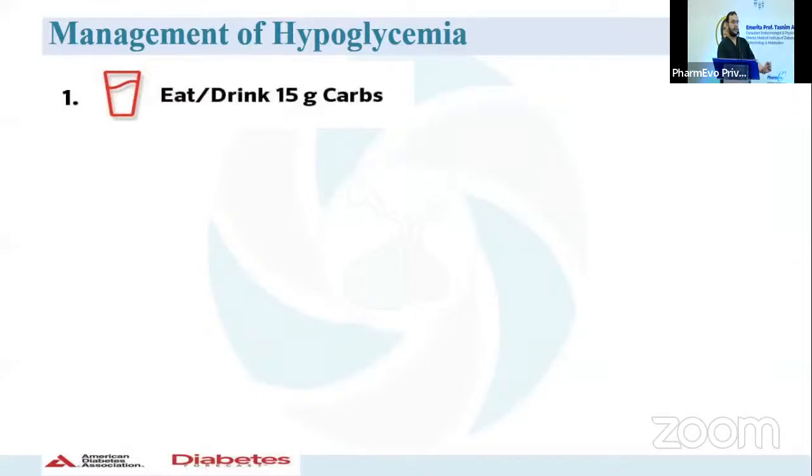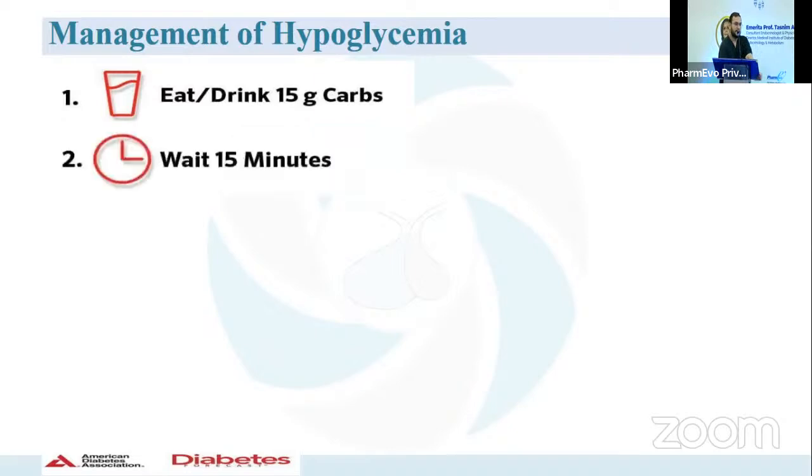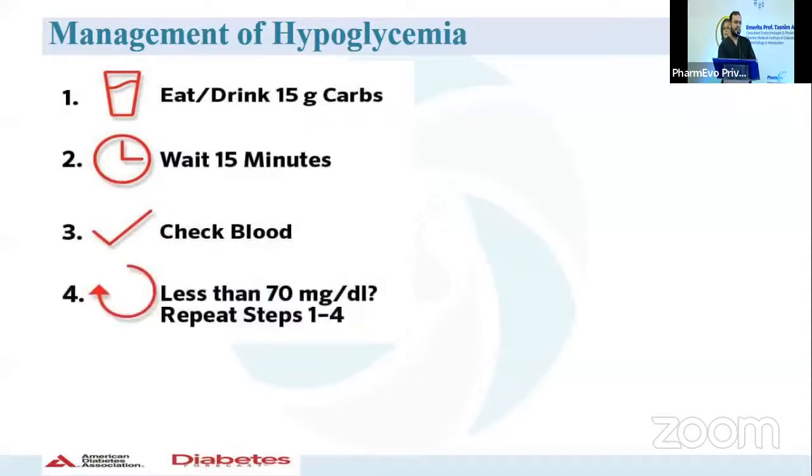So once a person has developed hypoglycemia, we have to educate that they should manage their hypoglycemia by following this rule of 15, in which they have to eat or drink 15 grams of carbs, wait for 15 minutes, check their blood sugars, and if the sugars are less than 70 milligram per dL, they have to repeat steps 1 to 4 all over again.